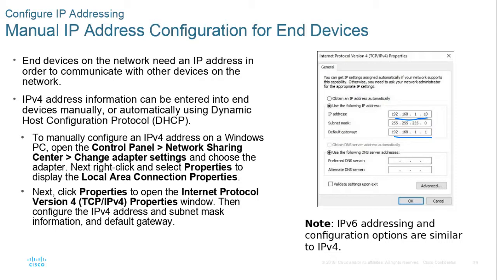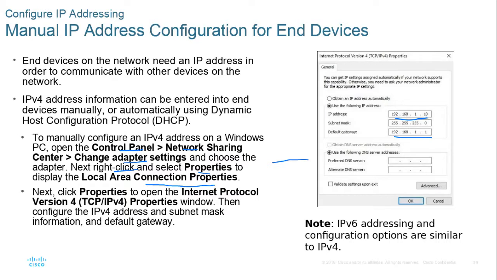To do this on a Windows PC, and Windows, by the way, has 7 different ways of doing everything, we could go into the control panel, network sharing center, change adapter settings, choose the adapter, right-click on it, choose properties, local area network properties. Finally, we're here and we can do it. Then we can configure it and click OK, OK, and so forth.